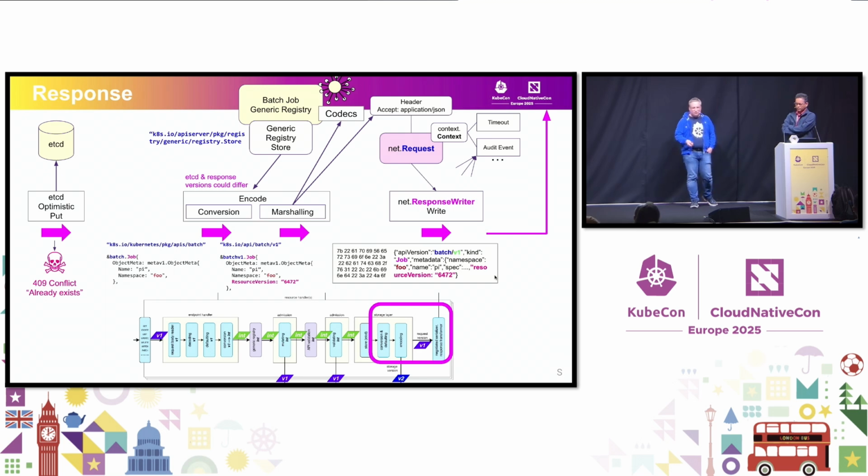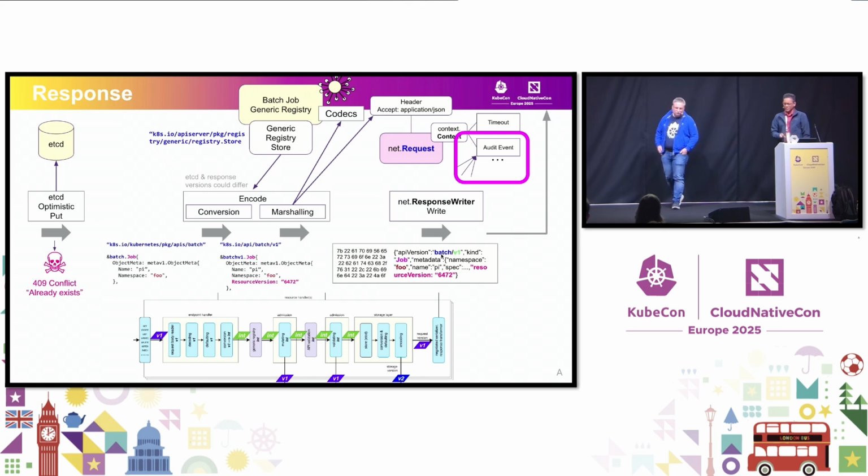We are nearly finished, so etcd is updated, but we want to tell something about the success to kubectl. So we take again the internal object here, the batch job, the Go object. We convert it back to the request version, which might differ from the storage version. Here it doesn't, it's both v1. We encode according to the header here. There's an accept header attached to the request. We encode, we write it to the response writer. And basically, the pipeline is done with that, right? And we are nearly finished with the API server processing of this request.